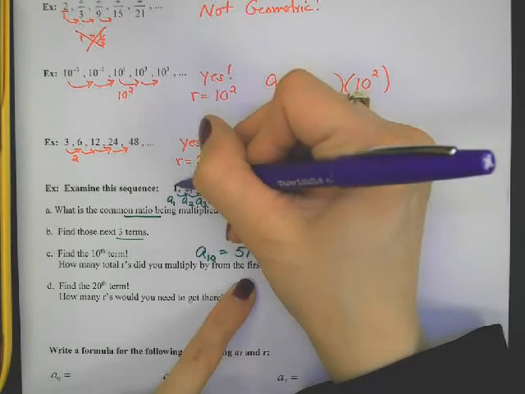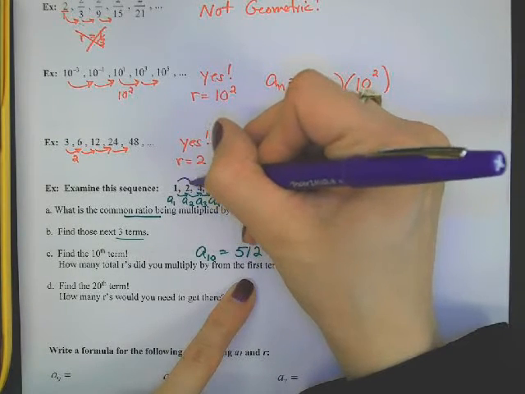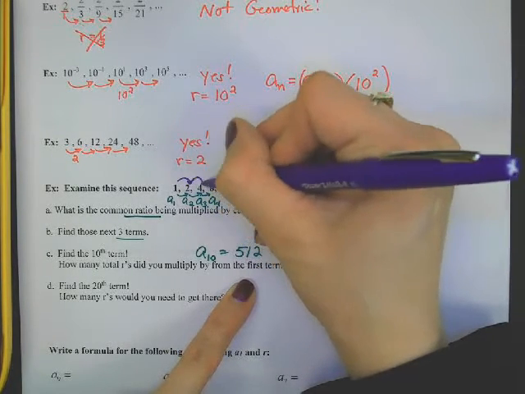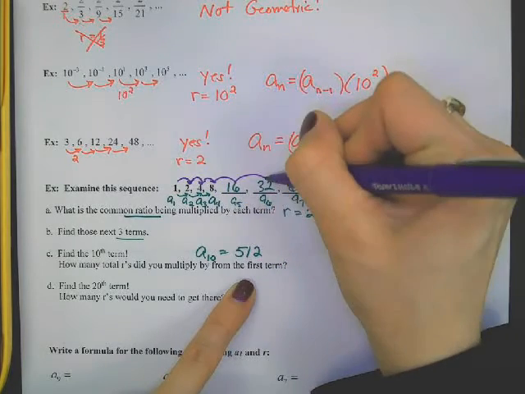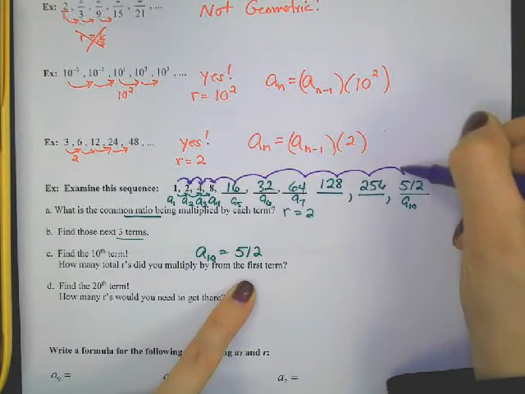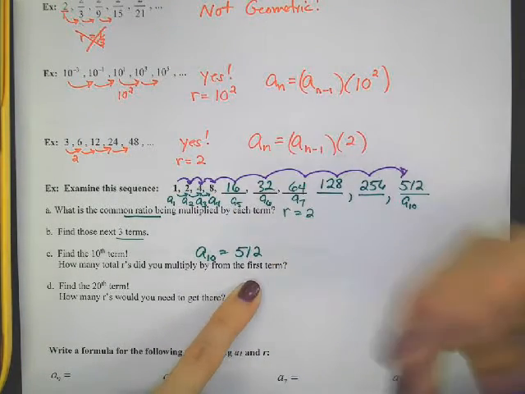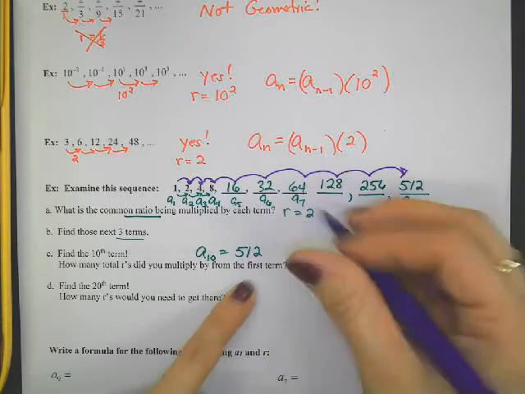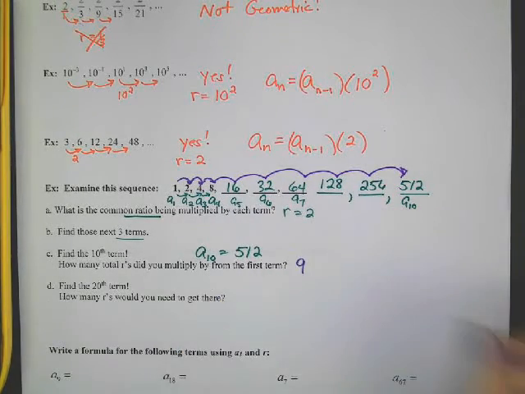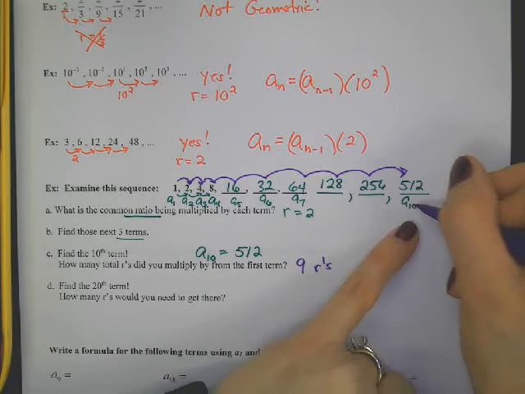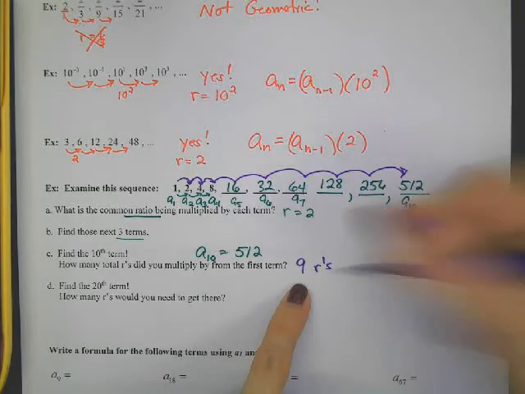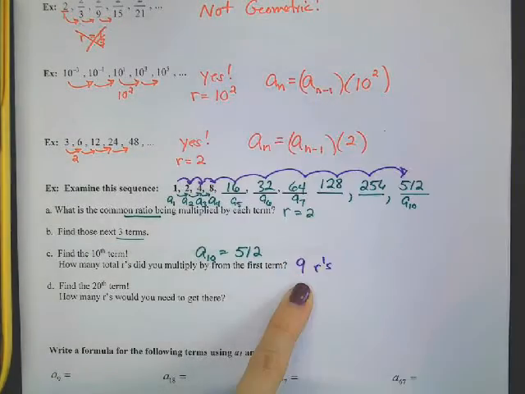So how many total R's, how many 2's do we actually multiply by to get all the way there? The first one doesn't get a 2, but I multiplied by 1, 2, 3, 4, 5, 6, 7, 8, 9. I needed to multiply by 9 2's to get there. 9 R's. Again, to get to the 10th term, you only need 9 R's because the first term doesn't get multiplied by 2.